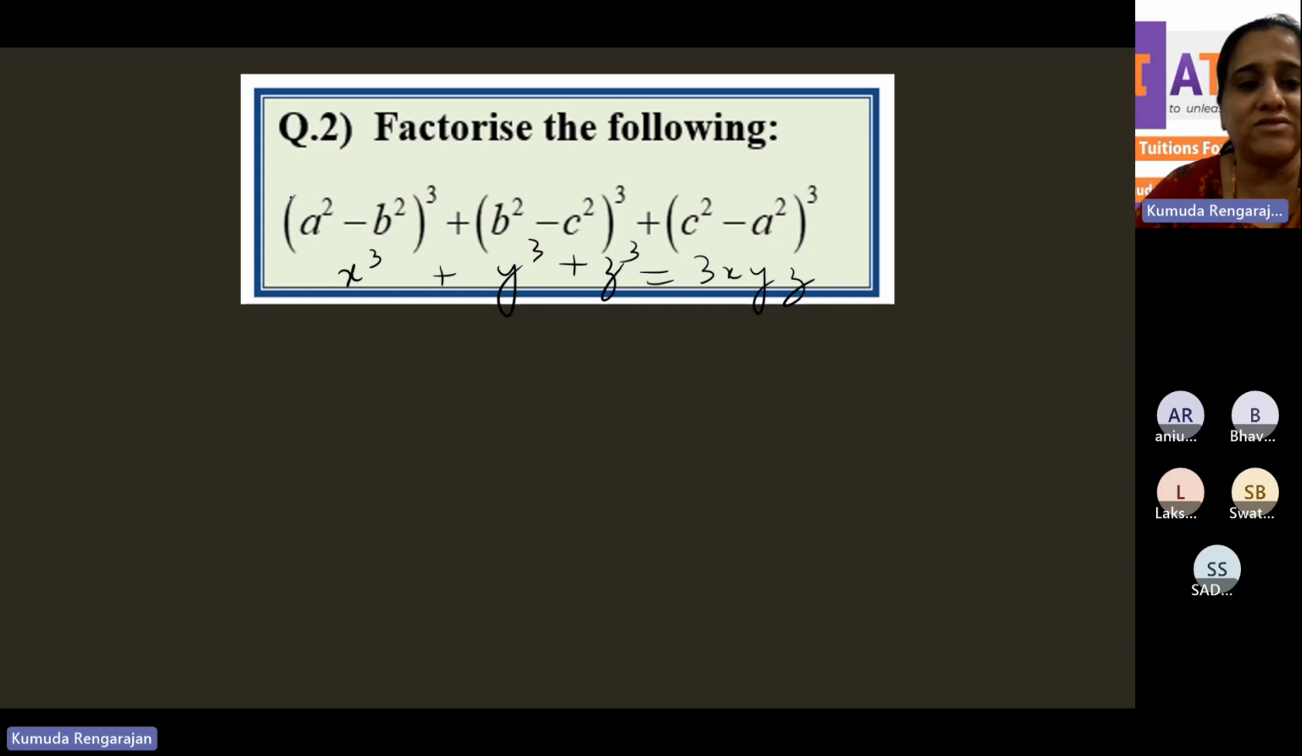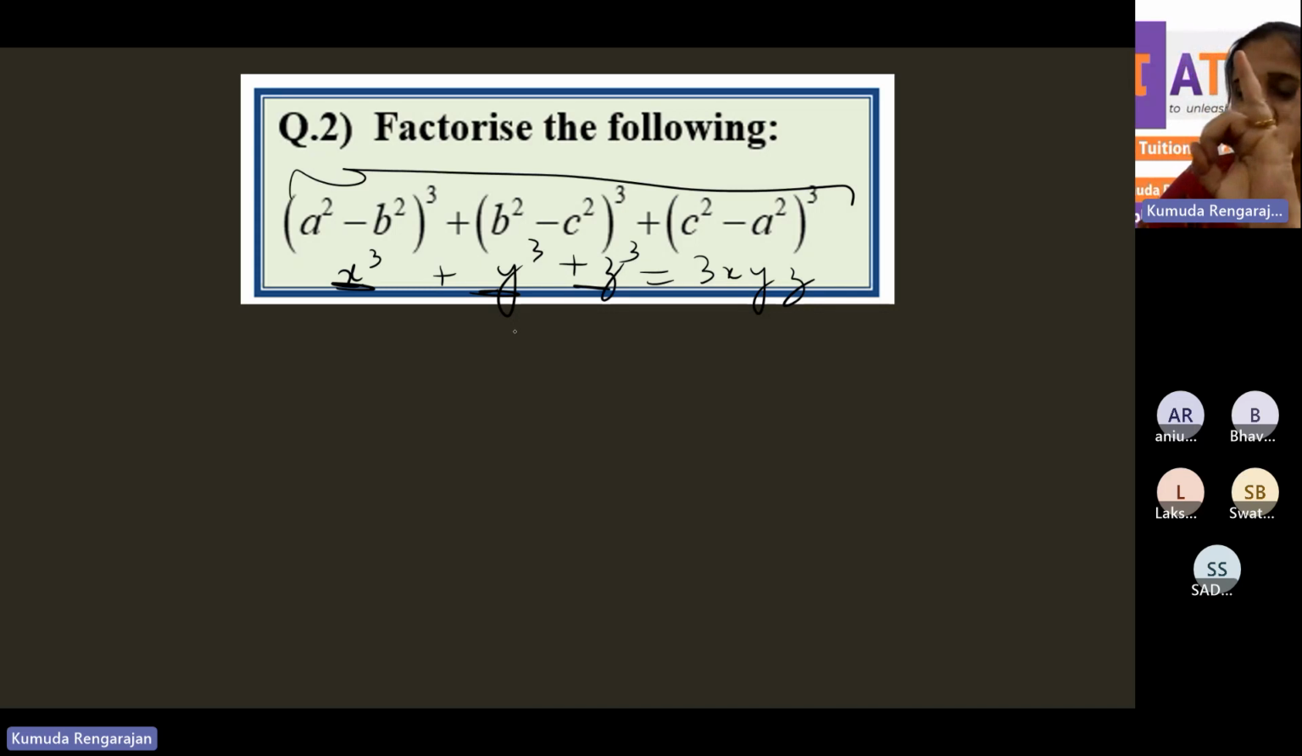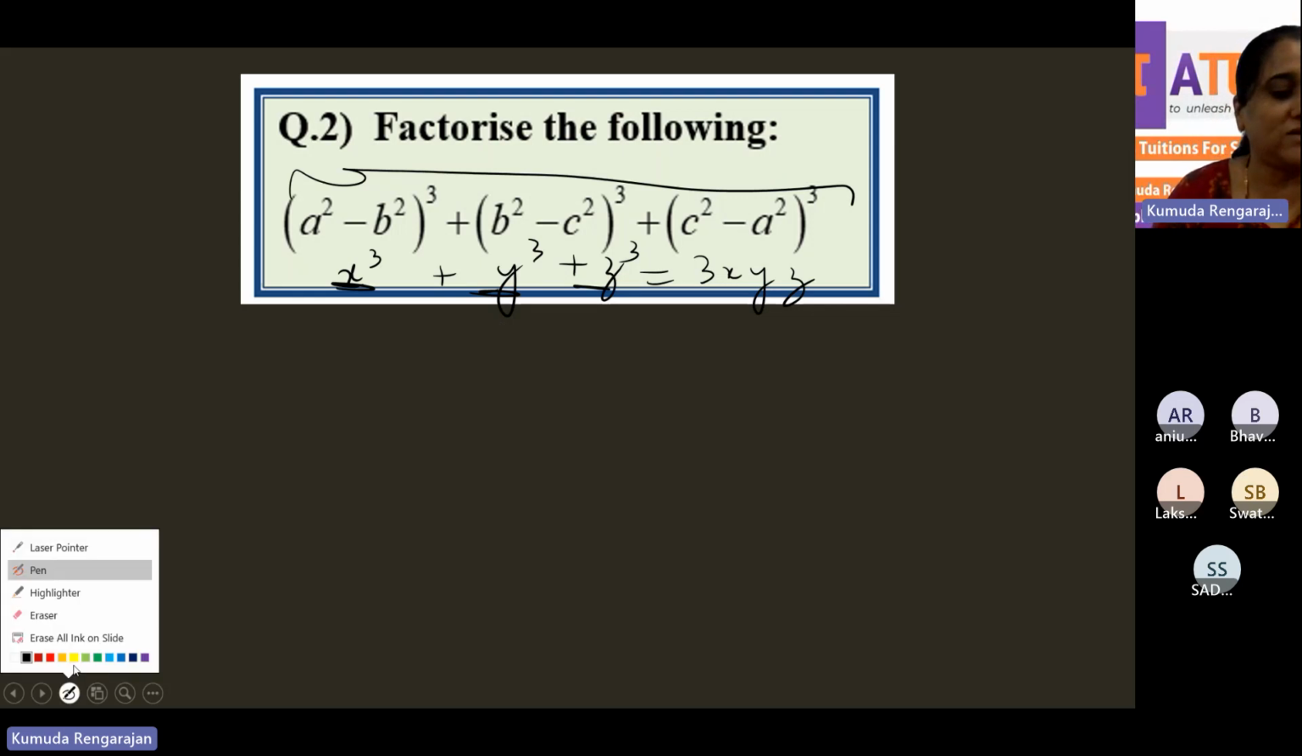See, we need to factorize this one. This one looks like x cube plus y cube plus z cube. Then you know what the factors are? The factors are 3 into x, y, z: 3 is a constant factor, then the other factor is x, the other factor is y, the other factor is z. See, we factorized it as 3 into x into y into z. The given question has plus signs in the middle.